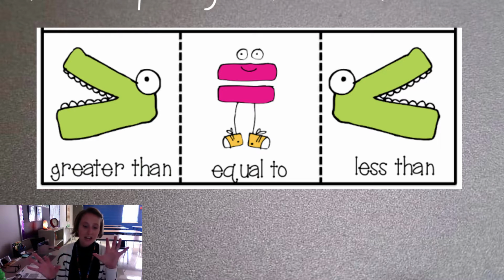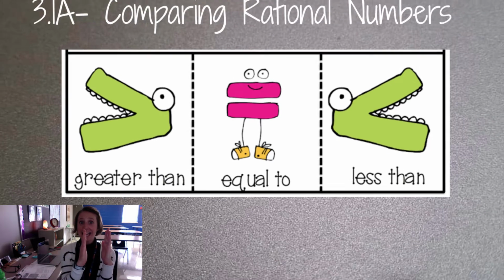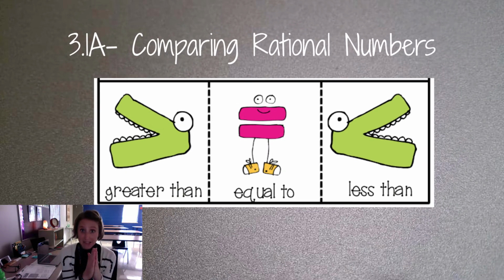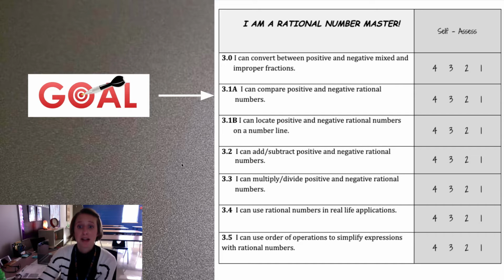So when we're comparing values, we're looking at each place and the value within that place. So knowing our place value system is really helpful. Our goal is I can compare positive and negative rational numbers. So the one thing that's new for you this year with this lesson is the negative rational numbers part. Last year, if you were with us in 6th grade, we did the same lesson. We just compared positive rational numbers.